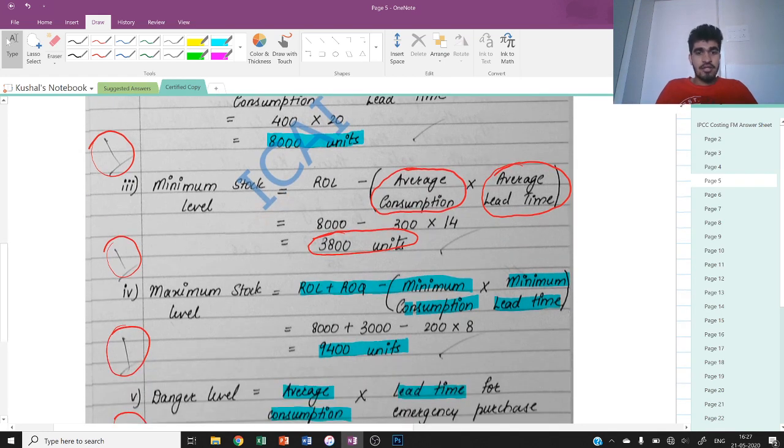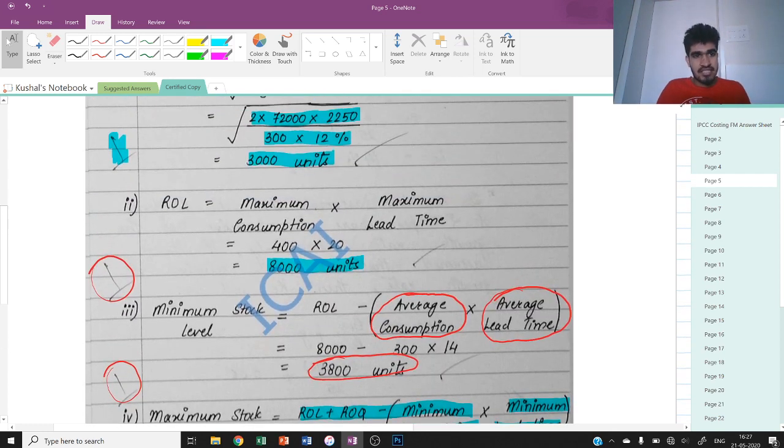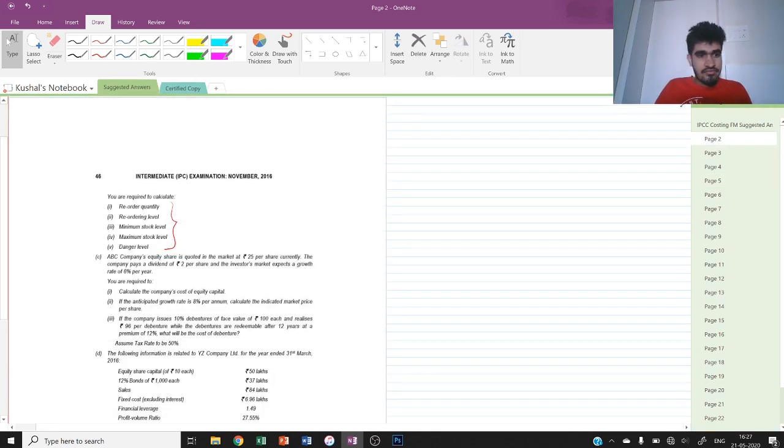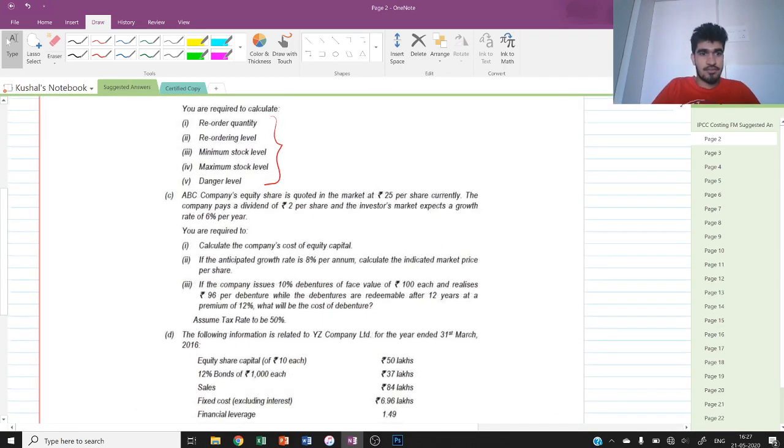You have to write the formula. Once you've written the formula, you have to write the figures and you have to present it very neatly and cleanly so that you fetch the maximum marks. Let's solve the next question. Yeah, here I have lost marks. I'll just show you, I've lost 2 marks in this question.